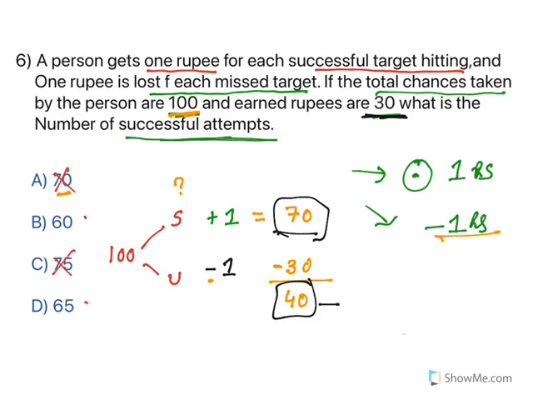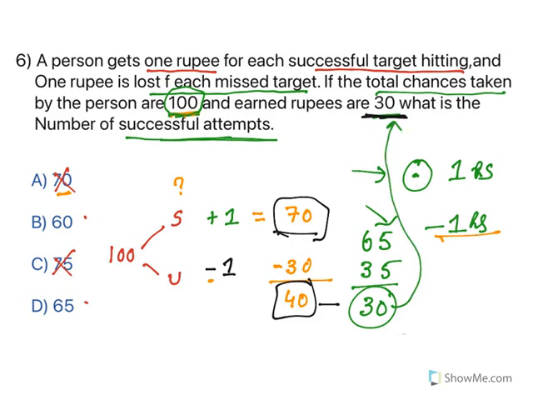So let us try with 65. Imagine 65 attempts are successful. So 100 minus 65, how much will it be? 35. So when you subtract it, how much will you get? 30. Bingo. So this is what he earned, 30 rupees. So what are the successful attempts? 65. You see, you need to just understand the data, plug in the figures, and you will get the answer.